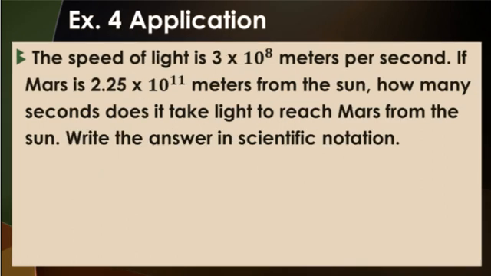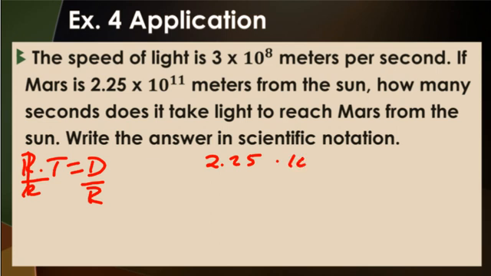And the last one here, the speed of light is 3 times 10 to the 8th meters per second. If Mars is 2.25 times 10 to the 11th meters from the sun, how many seconds does it take to reach Mars from the sun? Now remember the formula, rate times time equals distance, because you might have been wondering, how did I get the division problem? Since we're trying to find time, I divide the distance by the rate, and we're told that the distance is 2.25 times 10 to the 11th for Mars to the sun. And they said the speed of light is 3 times 10 to the 8th. So that's how we set up our problem.